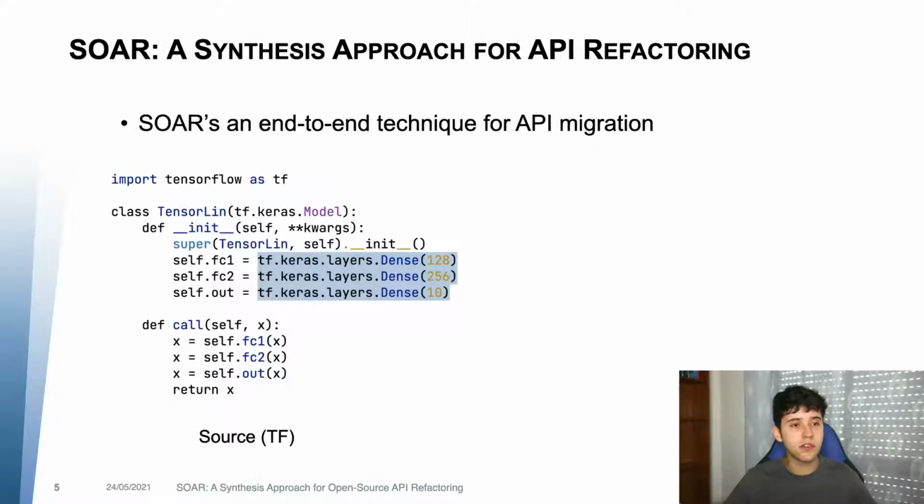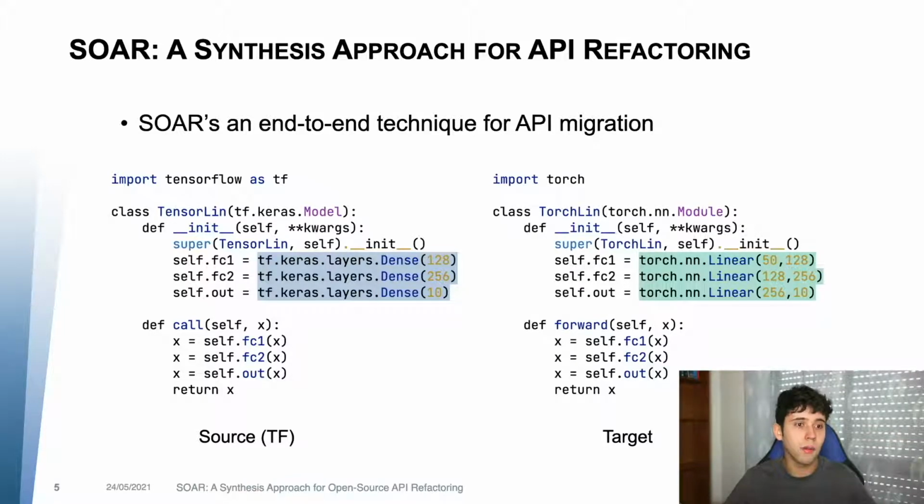The idea of SOAR is that it replaces each call to a library in the original source code, in this case TensorFlow, with the corresponding call in the target library. For this example, PyTorch.